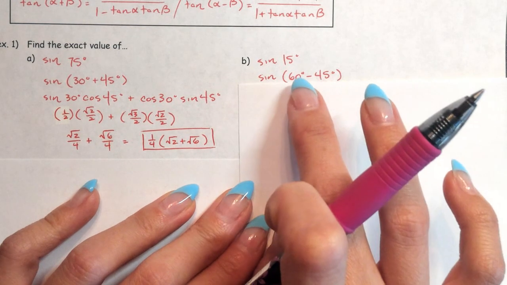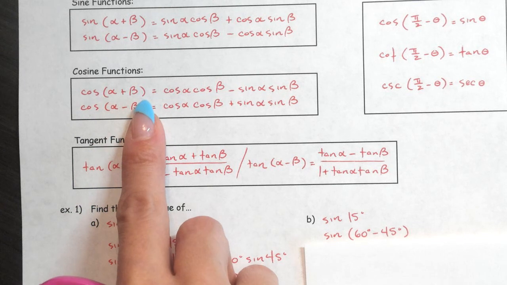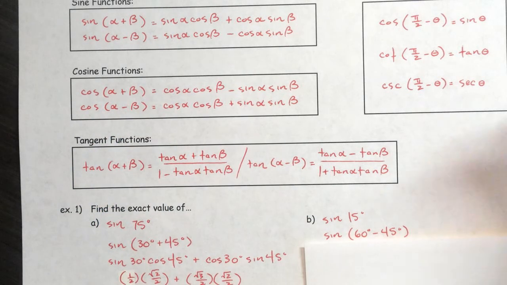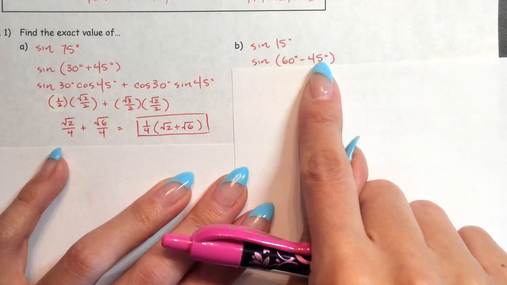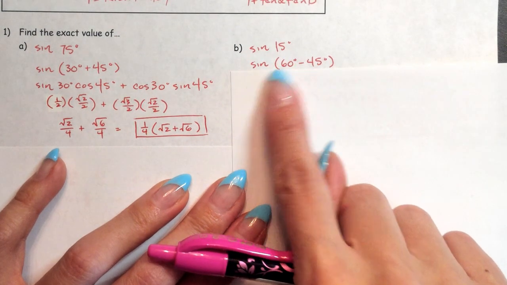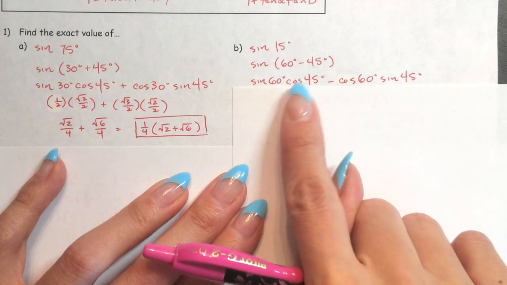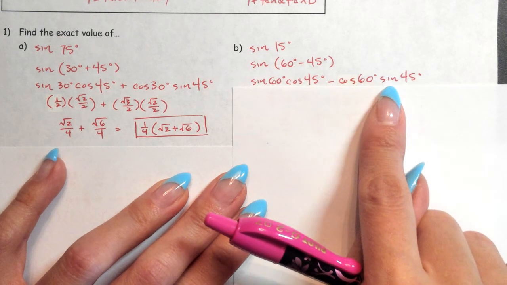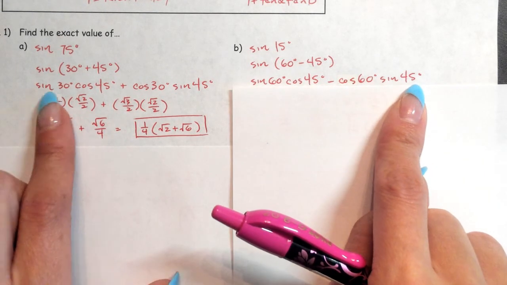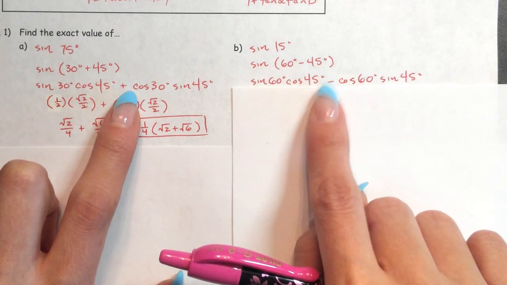So sine of alpha minus beta. These are alpha, and that's beta, by the way. So sine of alpha minus beta. What's the formula for sine of alpha minus beta? It's going to be sine of alpha cosine of beta minus cosine of alpha sine of beta. So these are not crazy to remember. We just, you know, instead of a plus, this is a minus, okay?